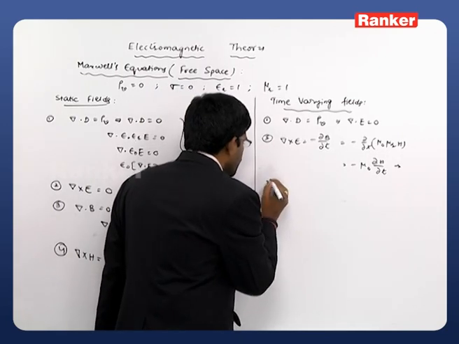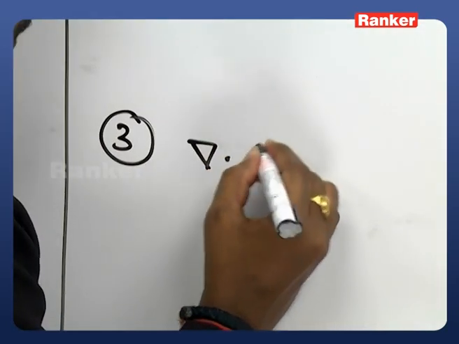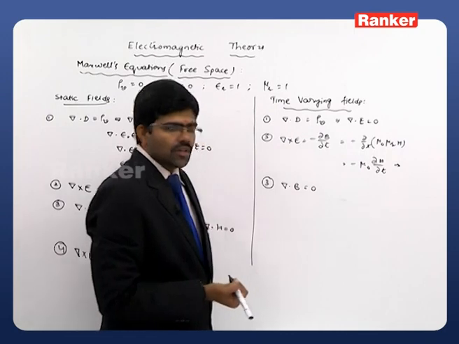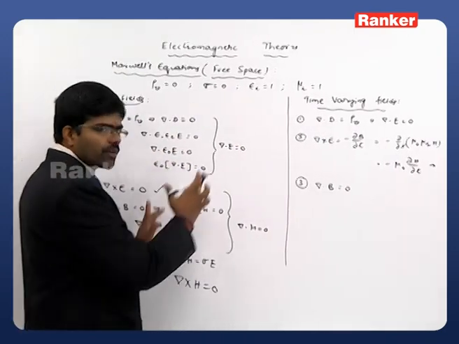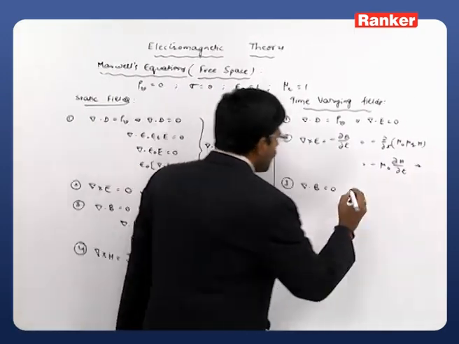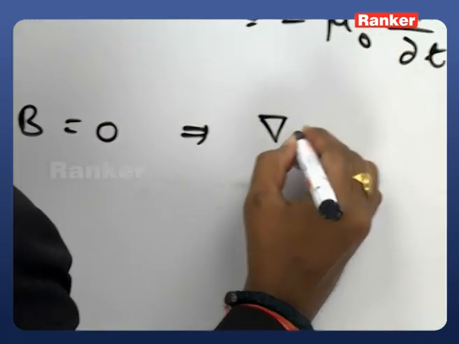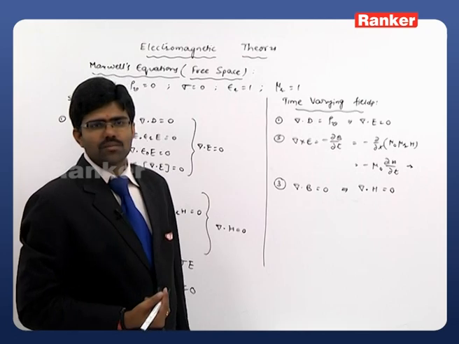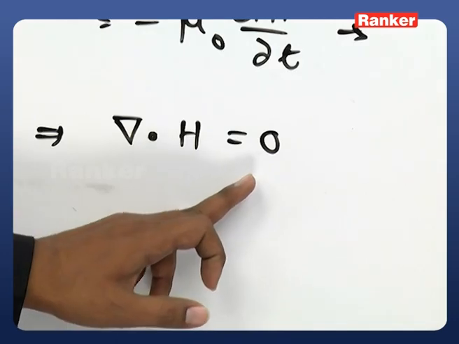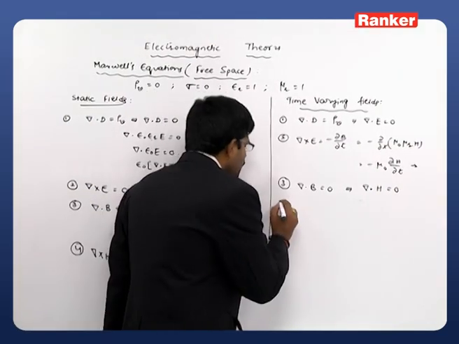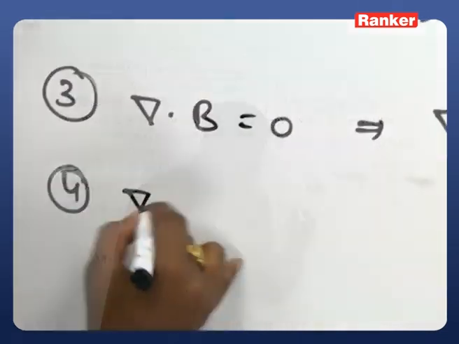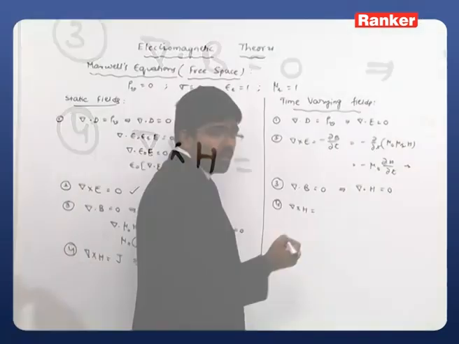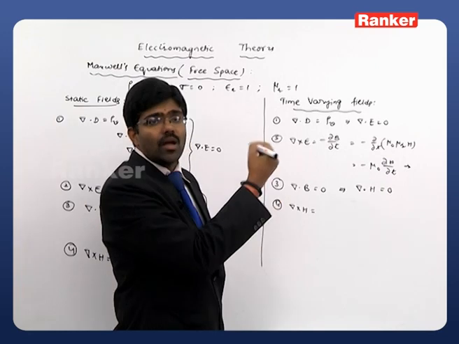Next, third equation, del dot B is equal to 0. Same, del dot B is equal to 0 for free space also, that will be analyzed, and from this one what we get is del dot H is equal to 0, that the divergence of magnetic field intensity is also always equal to 0. And the fourth equation that we have is del cross H is equal to, clearly you are supposed to write down this equation for time varying field.